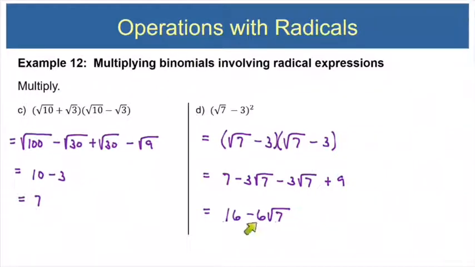Now I want to caution you against a mistake that I see a lot of students make. A lot of students will try to say 16 minus 6 is 10, and they'll try to put 10 square root of 7 as the final answer. But we cannot do that because remember, this 6 is not free. This 6 is being multiplied by square root of 7. And remember, multiplication takes precedence over subtraction. Remember your order of operations. So we can't do this subtraction because these are not like terms, basically. So we have to leave it in this form.